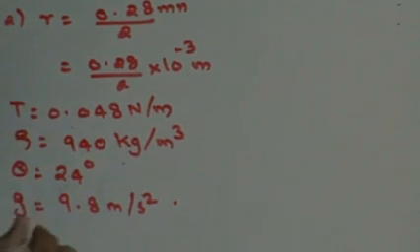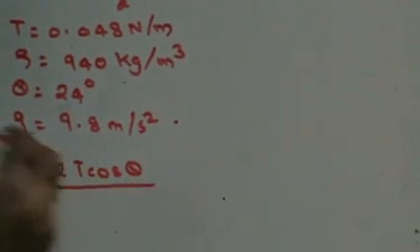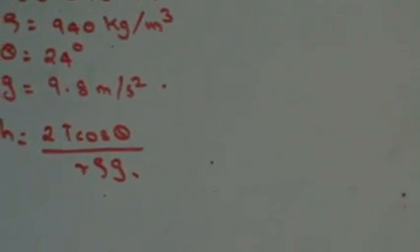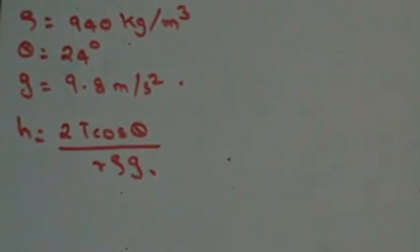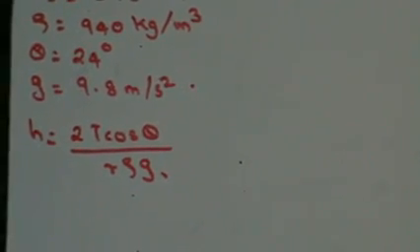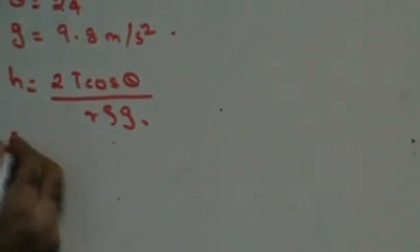So I can say h is equal to 2T cos theta, similar formula, that same formula in fact that we used in the previous sum, upon r rho g. Here theta is also given to you, straightforward sum: T, theta, r, rho and g. Everything is given to you. Should get the answer for this sum as 6.8 centimeters.